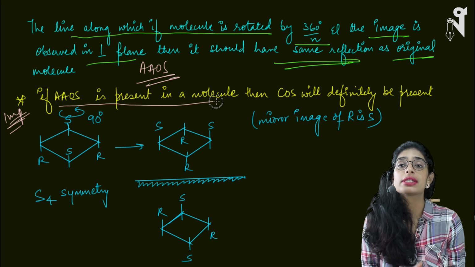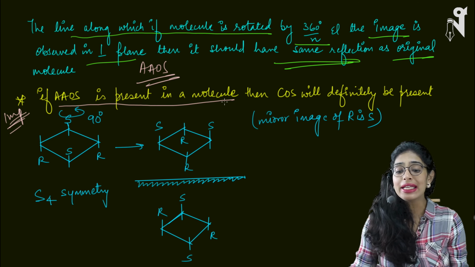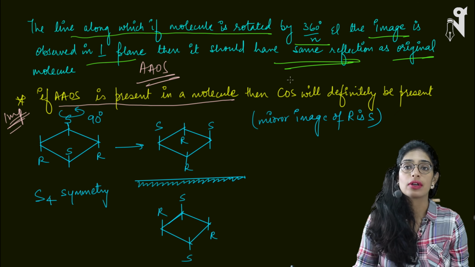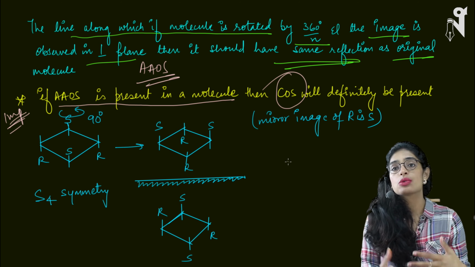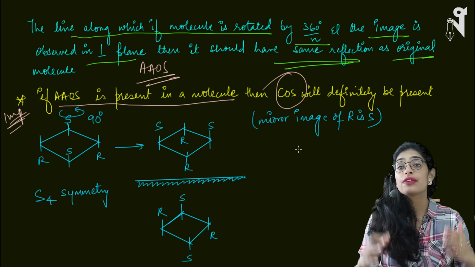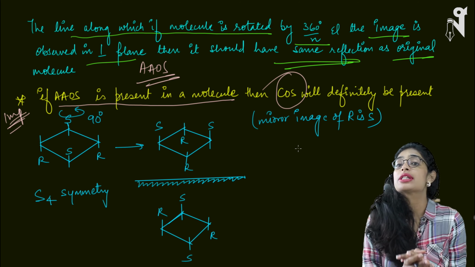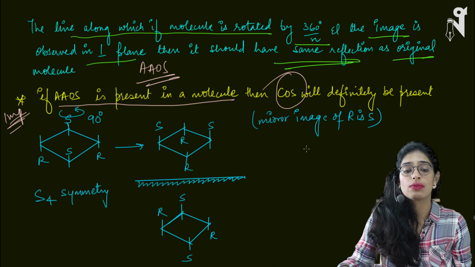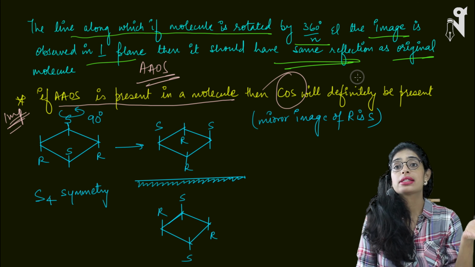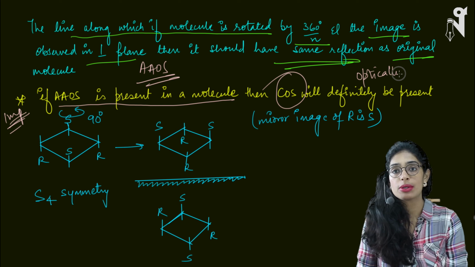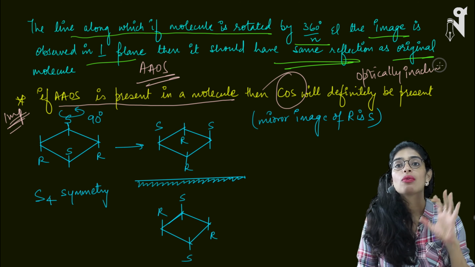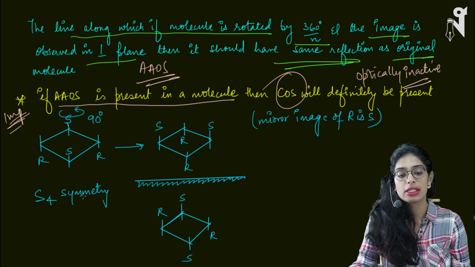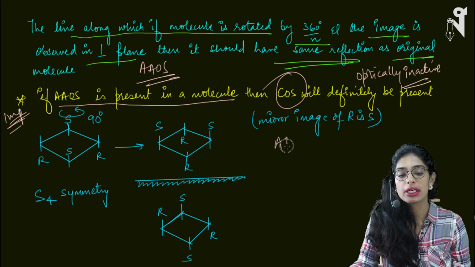Here there is one important thing about this alternate axis of symmetry. In any compound, we know that if POS and COS are not present, then the compound is optically active. Sometimes they also speak in terms of the alternate axis of symmetry, and if in any compound an alternate axis of symmetry is present, then the COS will definitely also be present. COS is very much related to the alternate axis of symmetry. COS will be present and hence your compound will be optically inactive. We can also say that if AAOS is present, then the compound is going to be optically inactive.